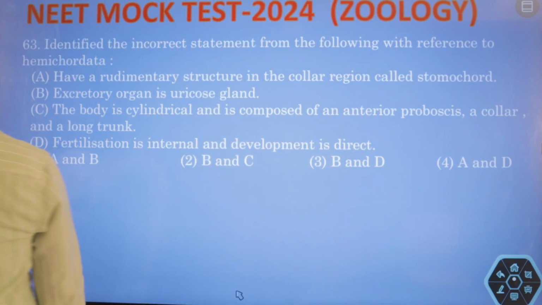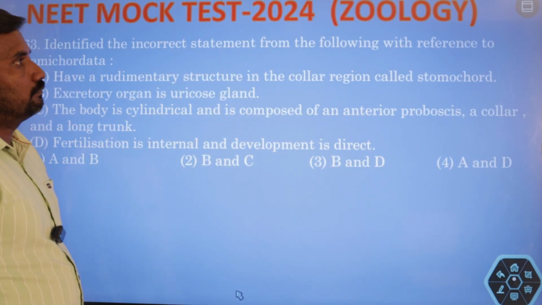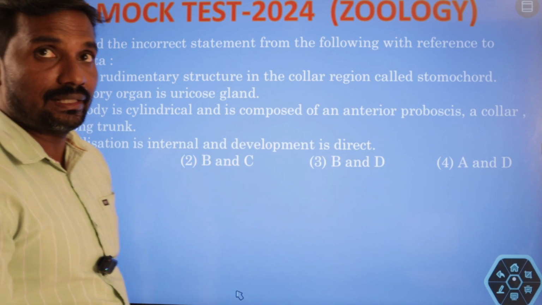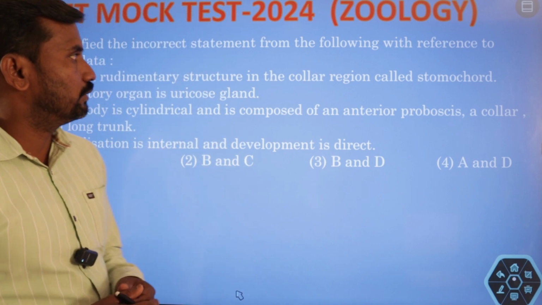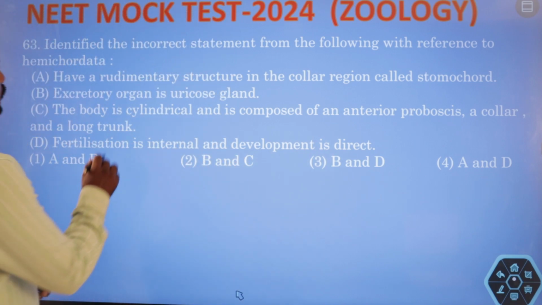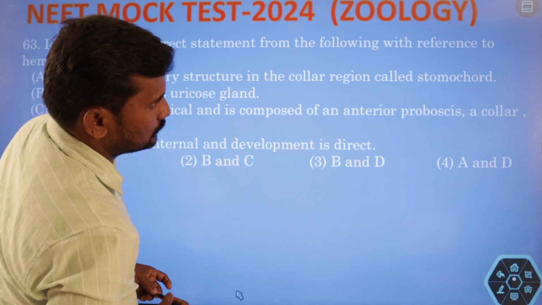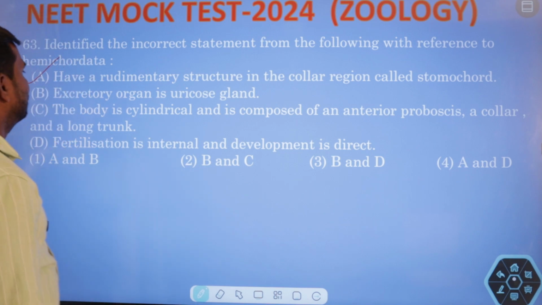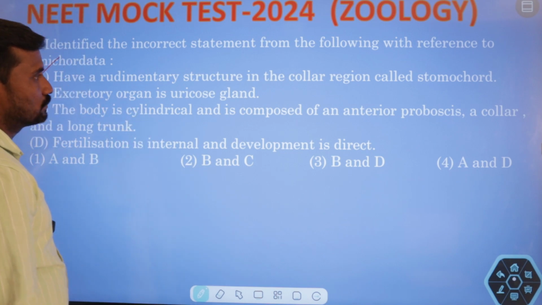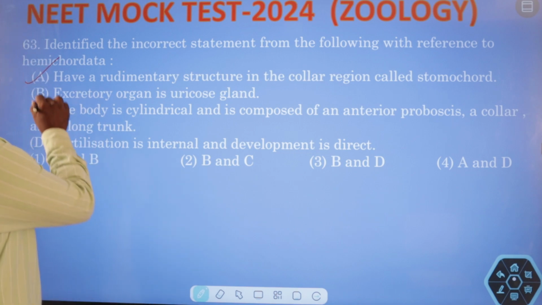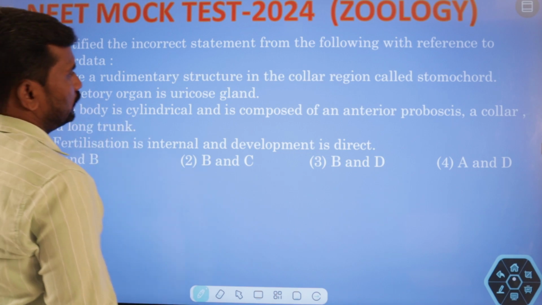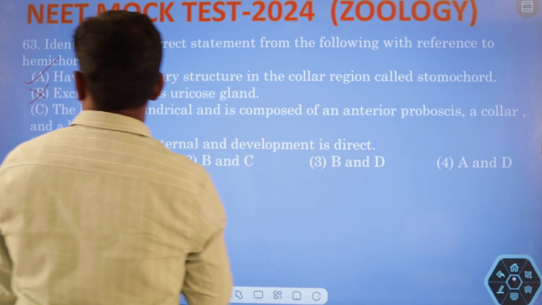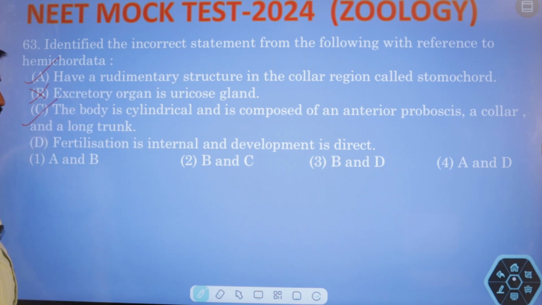So question number 63. Identify the incorrect statement of the following with reference to Hemichordata. Very well, Hemichordata is the connecting link between invertebrates and vertebrates. The first one, it has a rudimentary structure called stomochord. This is a correct statement. The second one is excretory organs. It's not a uricose; the excretory organ is the proboscis gland. So this is irrelevant. The body is cylindrical and composed of an anterior proboscis, the collar and a long trunk. This is correctly given.